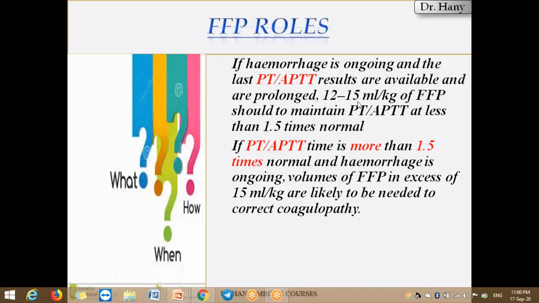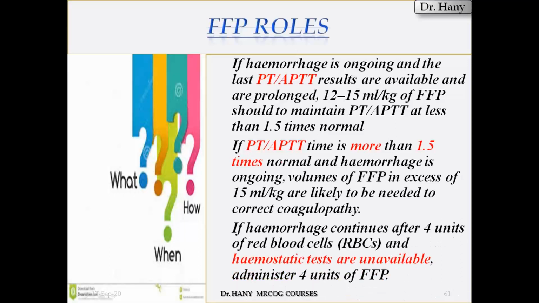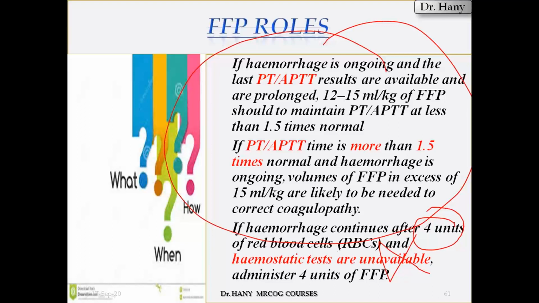Okay. I have rules to guide me when to give fresh frozen plasma. The bleeding should be continuous and the lab is available. If the lab is available, I will go for a specific dose. If the lab is not available and hemorrhage is continuous after 4 units, I will follow the massive blood transfusion protocol because I don't have hemostatic tests available. So 4 to 4, this is finished.